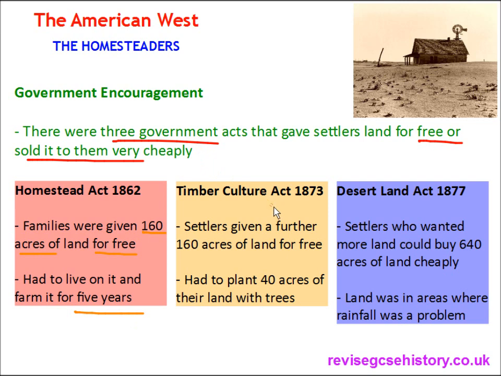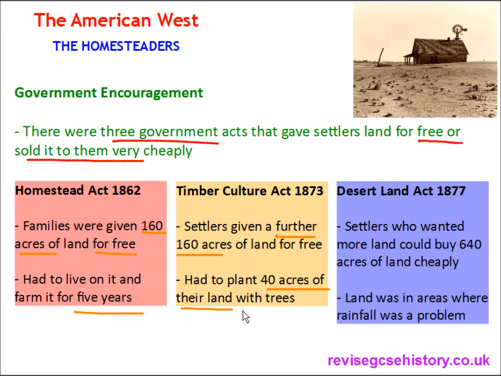The second act was the Timber Culture Act of 1873, and this gave settlers who already had land on the Great Plains a further 160 acres of land free of charge. And the condition with this act, with the 160 acres of additional land for free, is that they had to plant 40 acres of their land with trees. 40 acres had to be planted with trees.